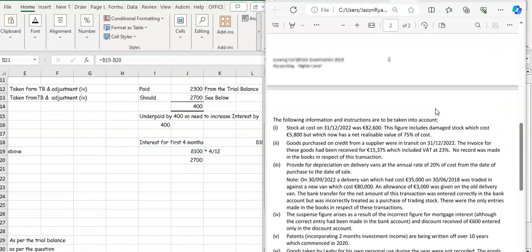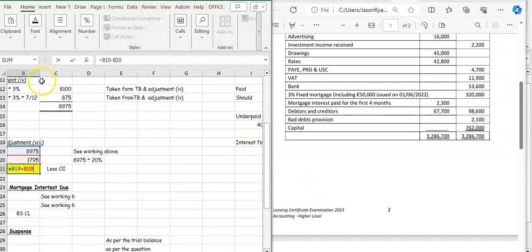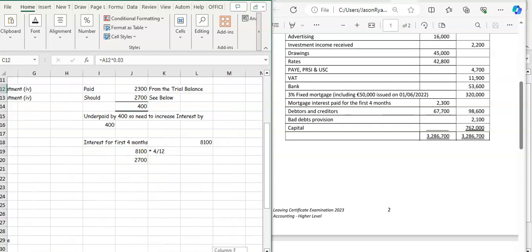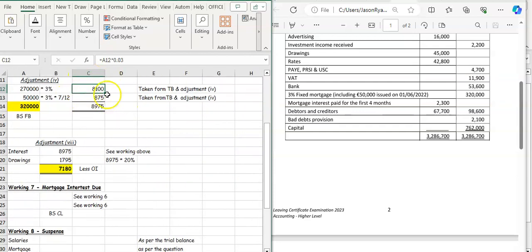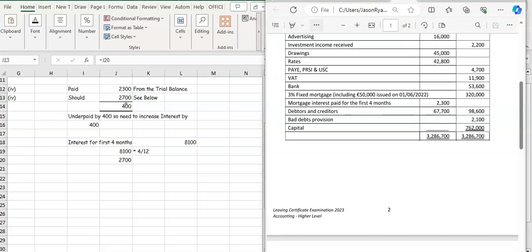So let's find out how much of this mortgage interest was wrong. So it's telling us that the mortgage interest paid for the first 4 months was 2,300. So I paid 2,300. What I should have paid, we're going to take this 8,100 because that's how much the interest was for the first year, but the first 4 months are included in this 8,100. So I'm going to take this 8,100, multiply by 4/12, and that's going to give me 2,700. So I should have paid 2,700 in total. So what I need to do is increase my mortgage interest paid by that figure of 2,700.